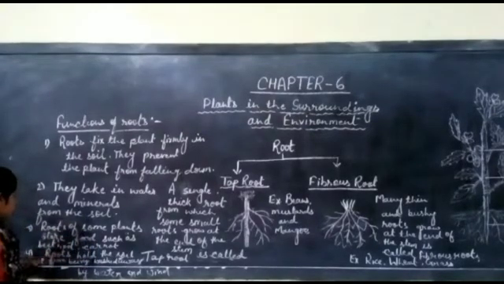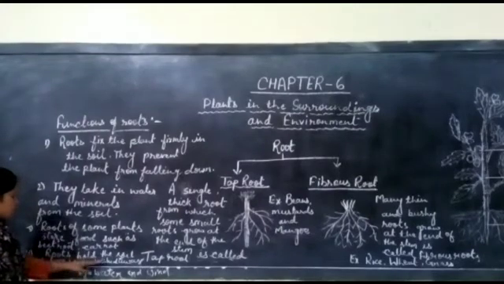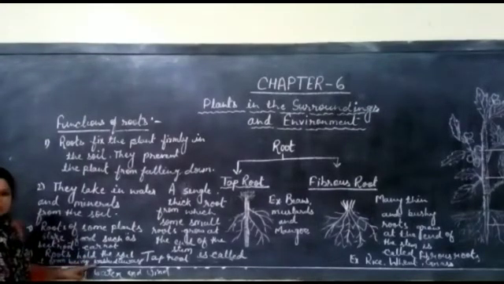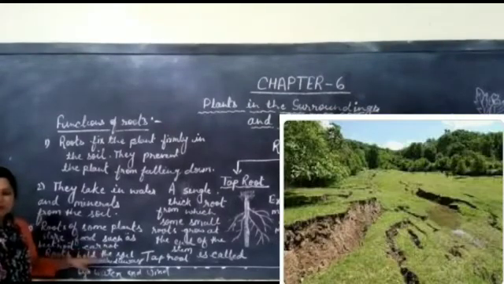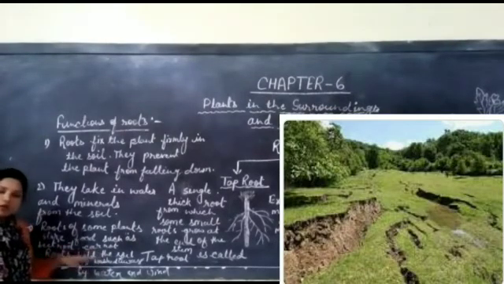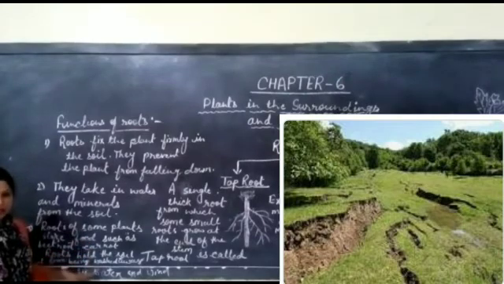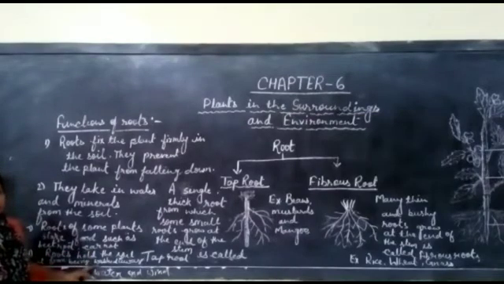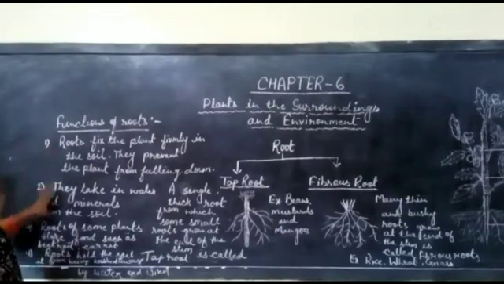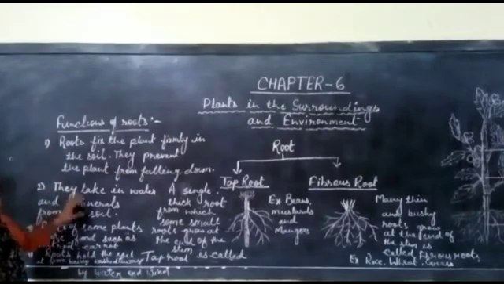Now the last function: roots hold the soil and keep it from being washed away by water and wind. It means roots prevent the soil from being washed away, and this is called erosion. So roots prevent erosion, and this is also a very important function of the root. So in this way we have seen the different functions of the roots.